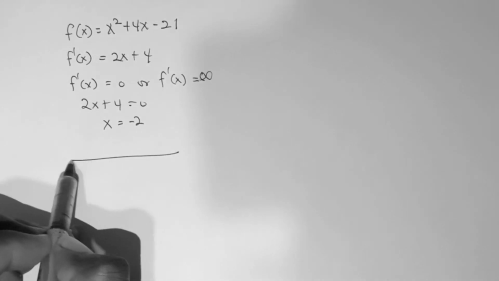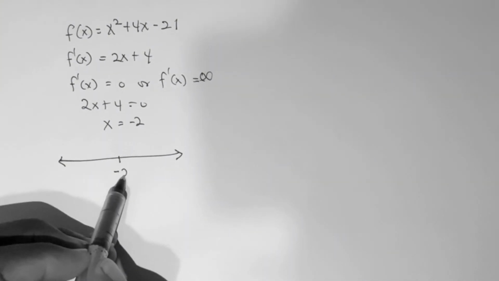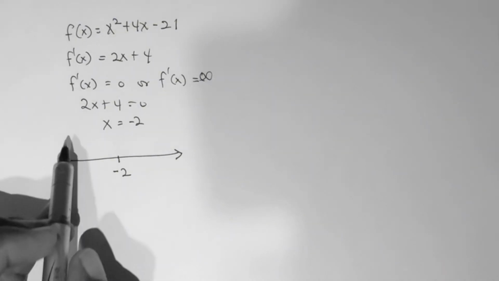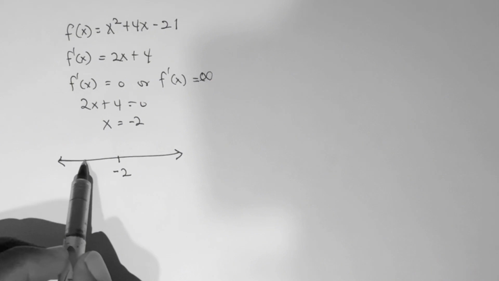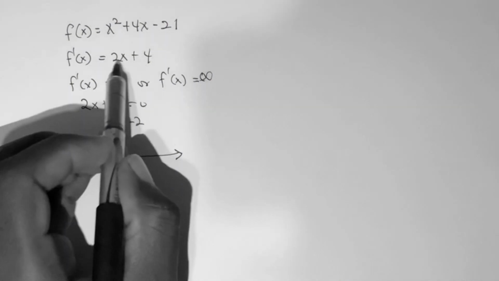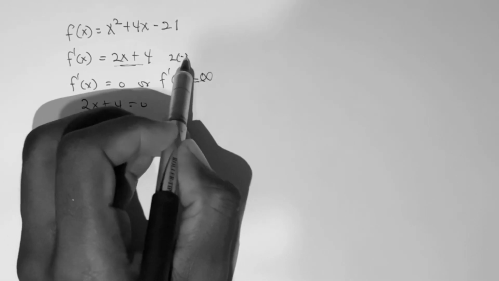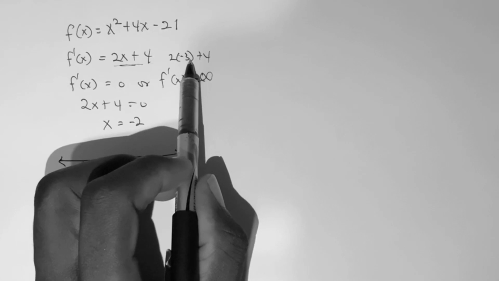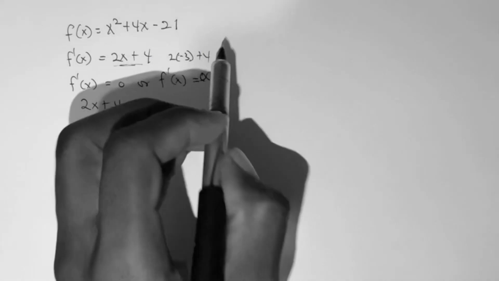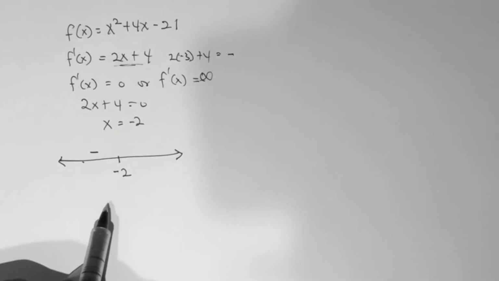Now let's sketch it on a number line. So let's assume this is minus 2. Now let's take values that are less than minus 2. For example, minus 3. If we put minus 3 in this equation, it becomes 2 times minus 3 plus 4. Now 2 times minus 3 is minus 6, plus 4. It is less than 0 because that is a negative number. So this is a negative value.